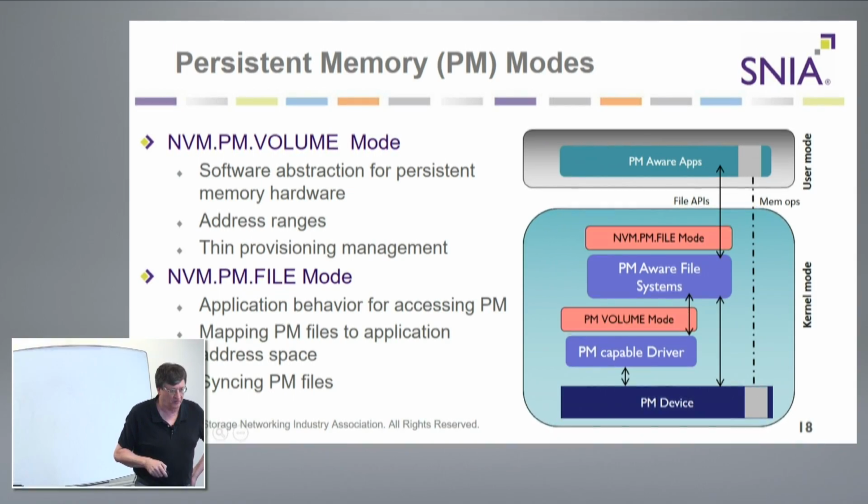Okay, and you're going to tell us why that's more important later. Yep. Okay. And then again, so you can see the operations. Now the application, if it's PM aware, can, if it wants to, directly access the memory. Again, it's just a memory range.